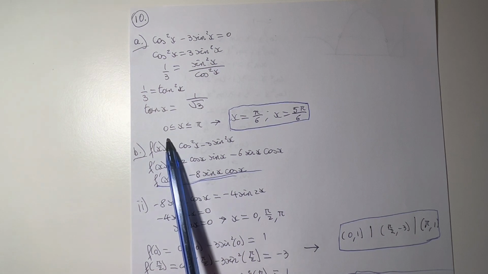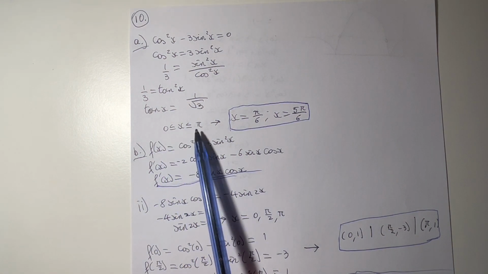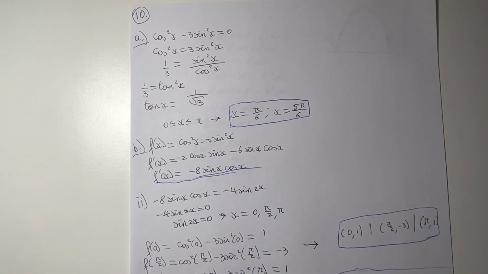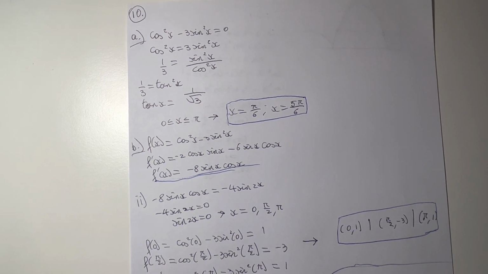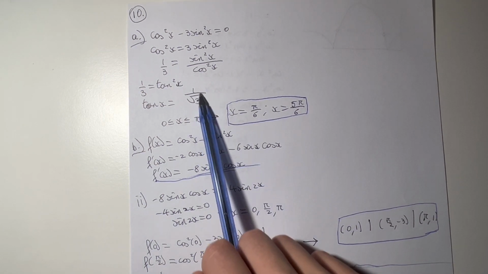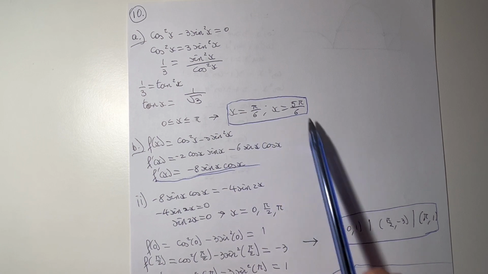Now, given our domain, the answer has to be between 0 and pi. And basically, with our knowledge of the unit circle, we will know that tan x is 1 over root 3 at pi over 6 and 5 pi over 6.